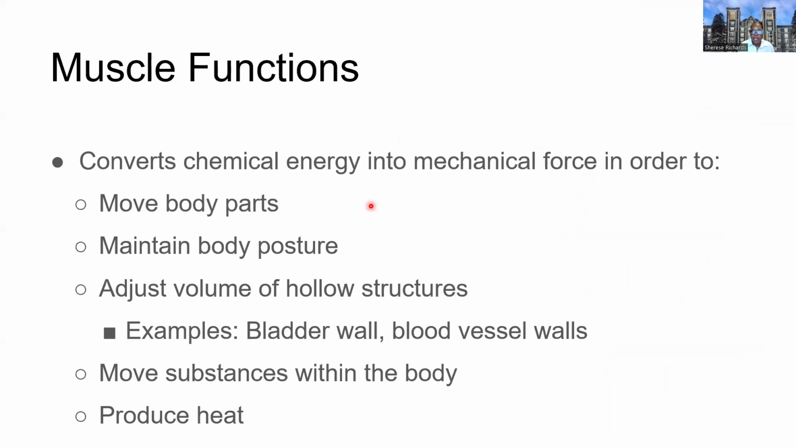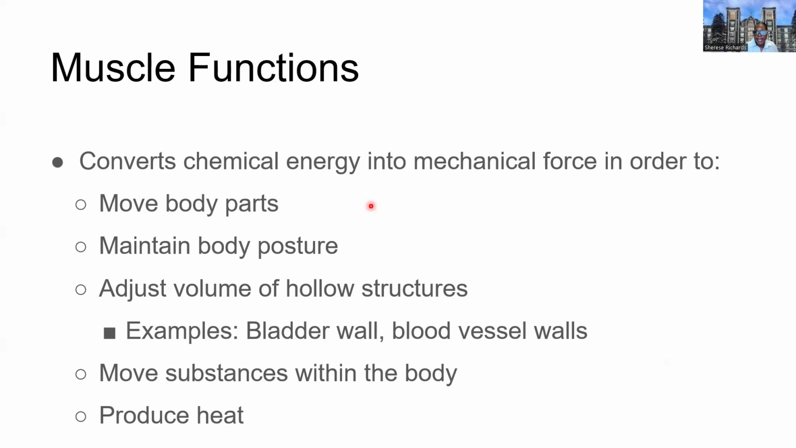Some of the other functions of muscles would be to convert chemical energy into mechanical force. Again, moving body parts, maintaining our position, our posture, adjusting volume of hollow organs, things like the stomach, but also just the abdominal cavity, thoracic cavities, right? Our thoracic muscles, our abdominal muscles help to change the shape of some of those cavities. Other examples would be the bladder, blood vessels, which are controlled by smooth muscle. It's also going to help move substances throughout the body. Again, blood, intestinal contents through the peristaltic or contractile movements of those muscles.